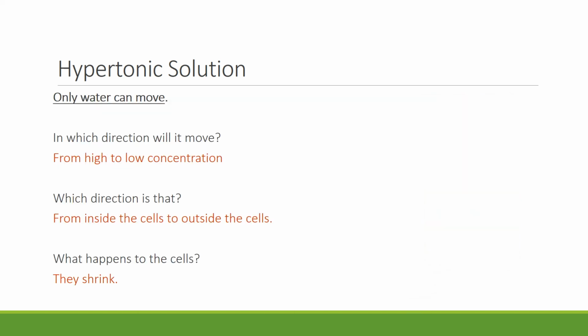So let's recap the previous slide. In a hypertonic solution, only water can move, and it's because the pores are small and water is the only thing small enough to get through them. The question is, in which direction will it move? And that's from high to low concentration. Which direction is that? It's from inside the cells to outside the cells. What happens when water leaves the cells? They shrink.